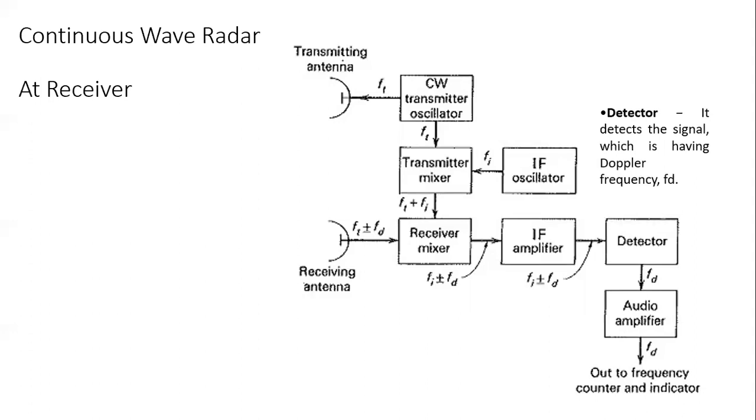So now, either you can use an audio amplifier or you can use a video amplifier, and either you can see it on the display or you can identify it with the help of the audio amplifier. So that is the role of continuous wave radar.